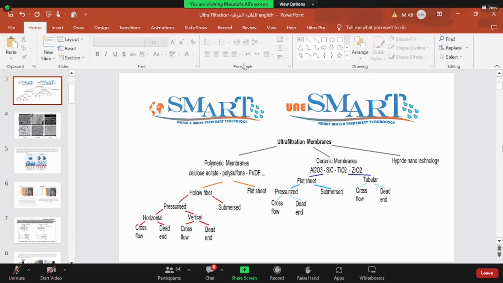Any question regarding these points which I mentioned?